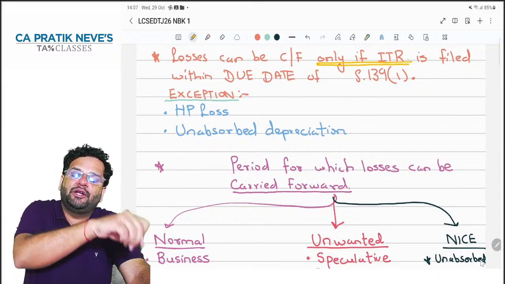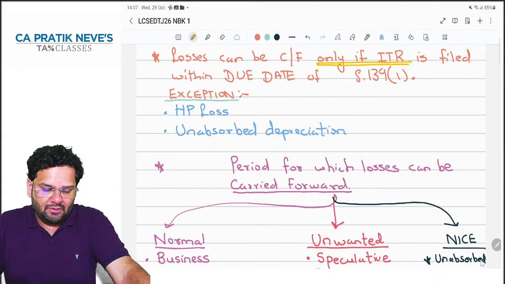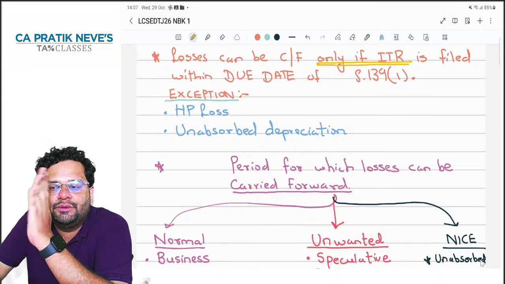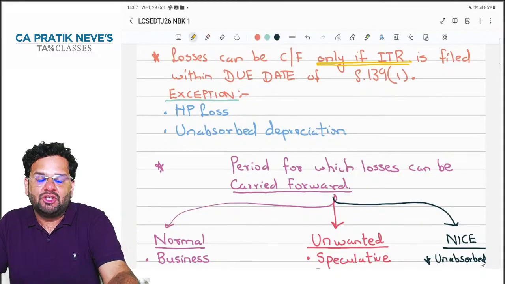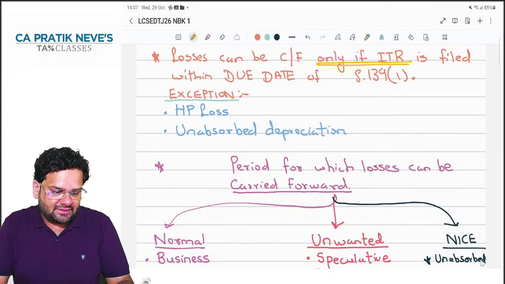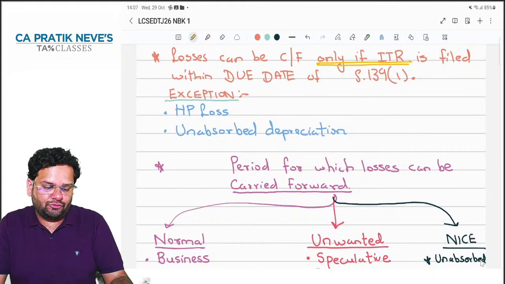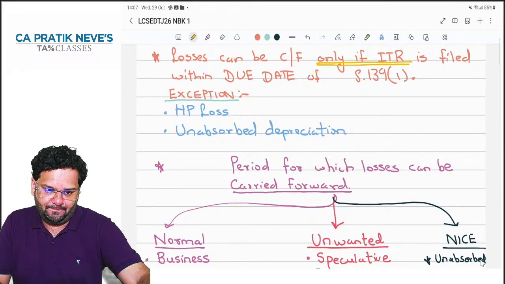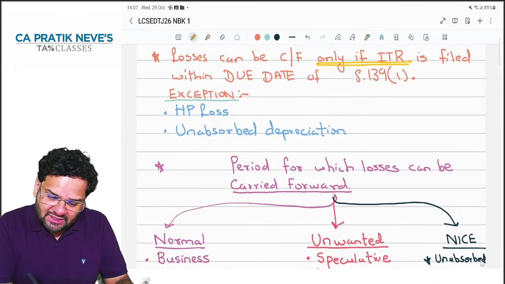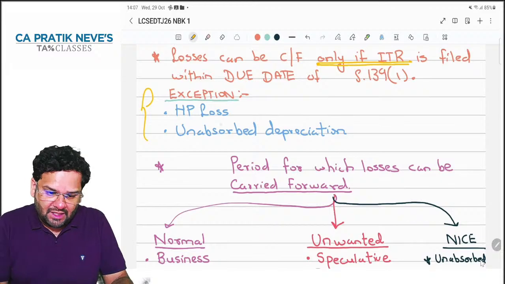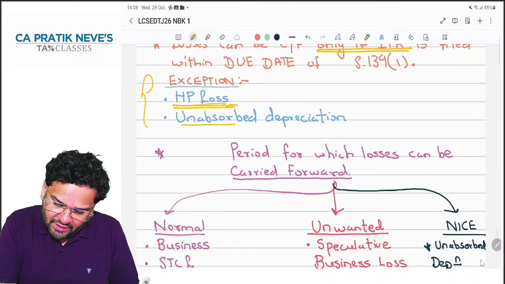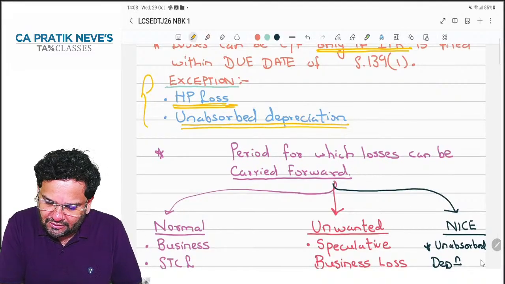Further, if you want to carry forward loss, that is possible only if income tax return is filed within due date of 139(1). Means if you want to carry forward losses, you have to do good tax management. Means you have to do proper compliance. You have to file income tax return within due date of 139(1). Then only it is possible to carry forward loss. But exception is there for HP loss and unabsorbed depreciation. You can carry it forward even if you have not filed ITR within due date.